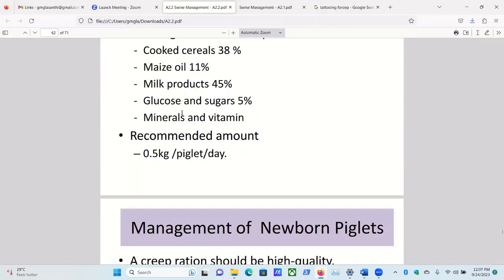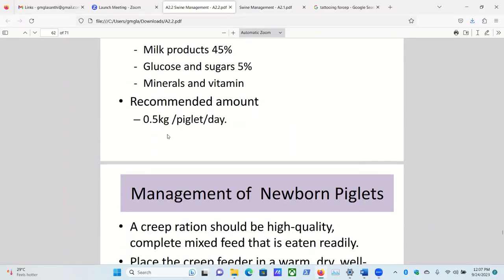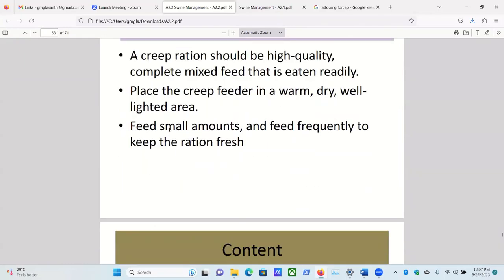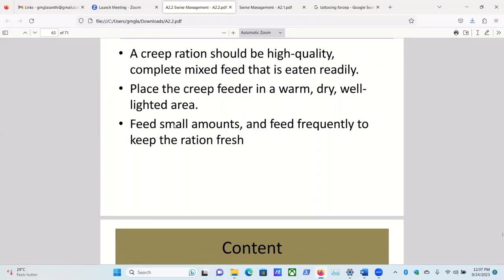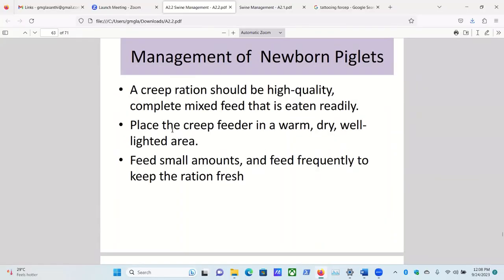And these things should be cooked. Right? It is not raw food. These things should be cooked. And it should be kept in a warm, dry place because, since it is cooked, it can deteriorate very easily. So those are the things we have to conduct in newborn piglet management.